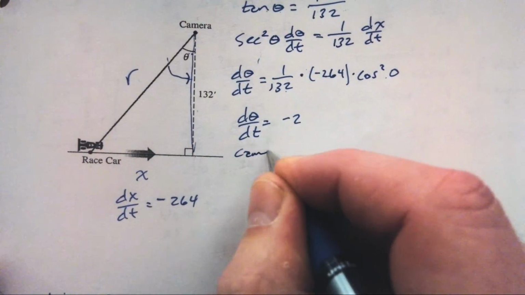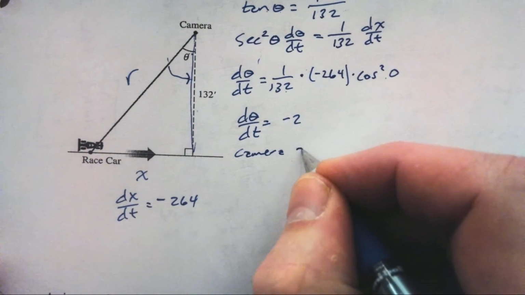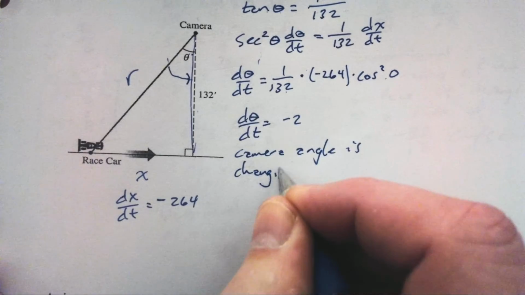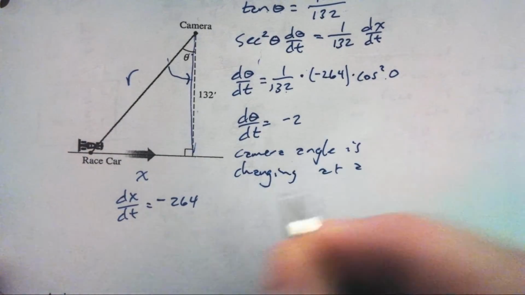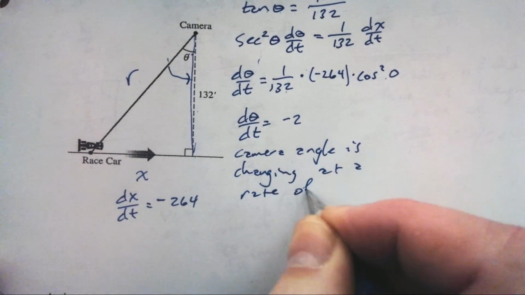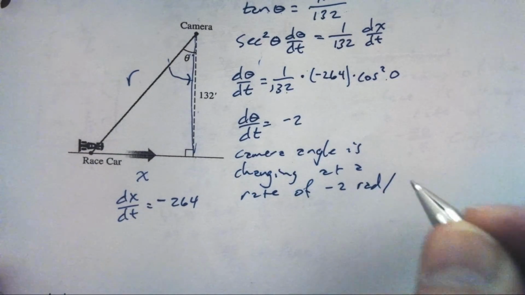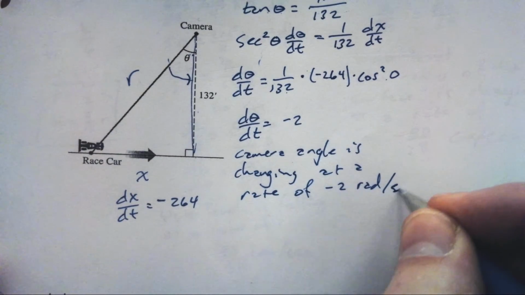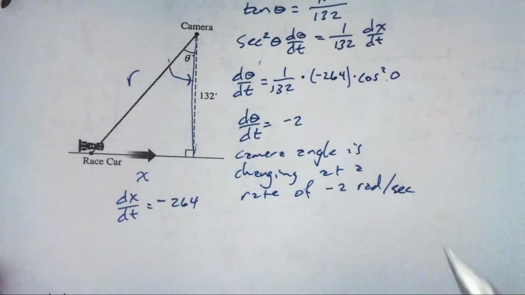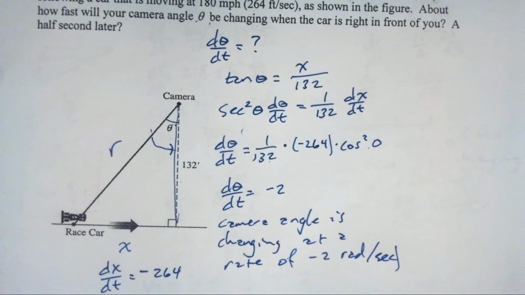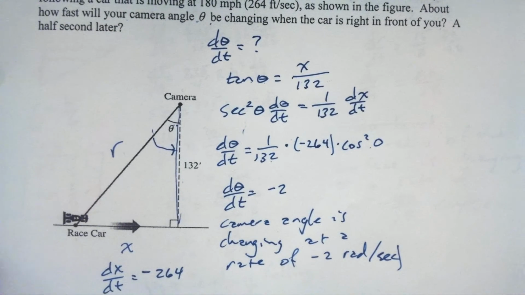So the camera angle is changing at a rate of negative 2 radians per second. We're dealing in radians. How nice. And then there's a second part to this. Well, I've got to be careful with that. You'll get tons of 2- and 3-part questions.